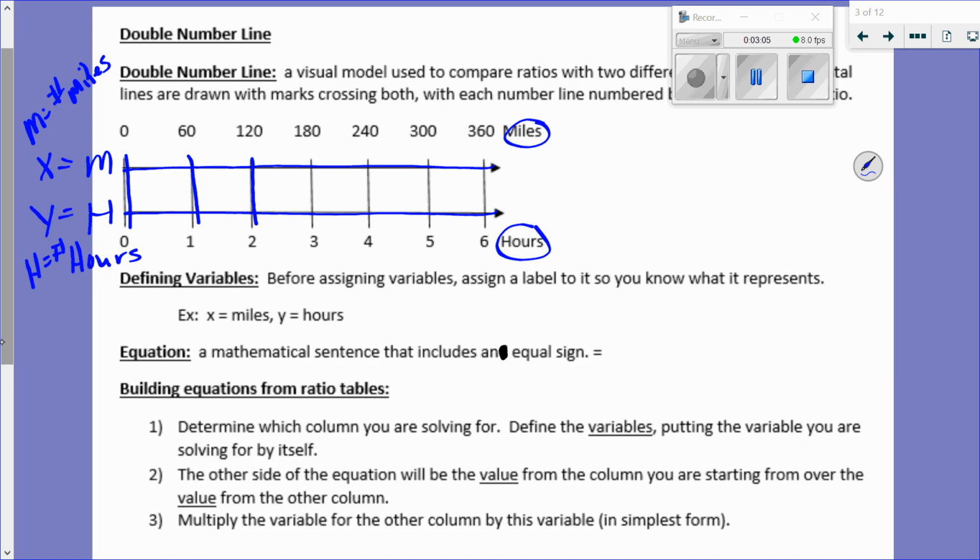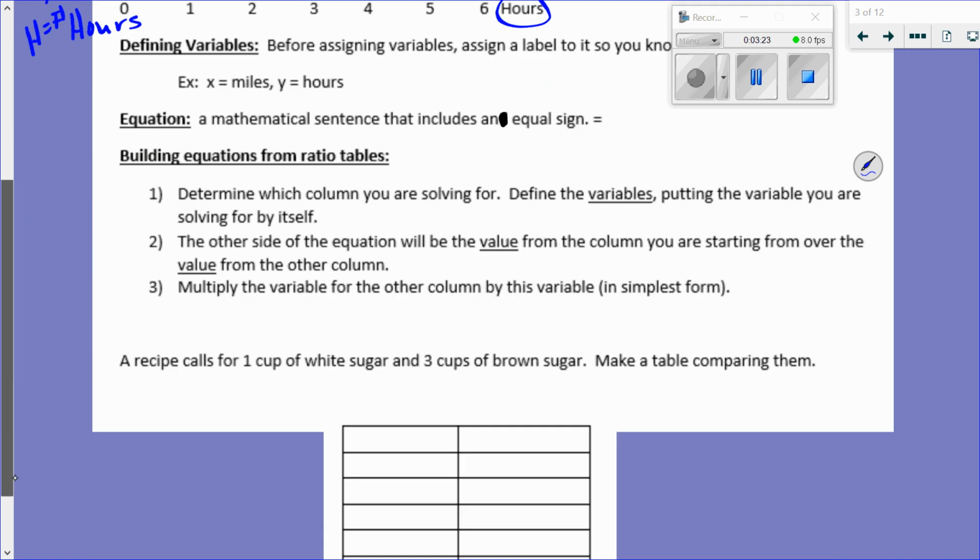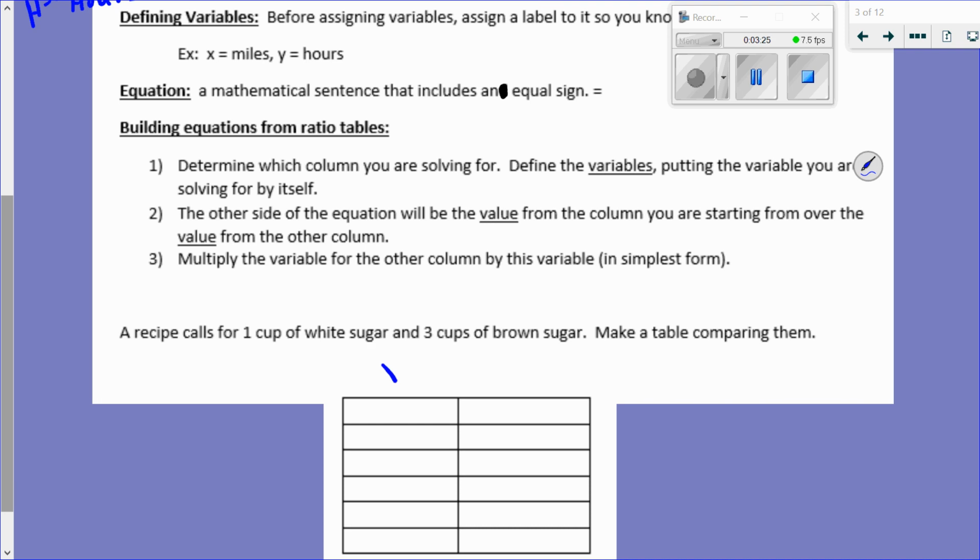Normally, when you are doing a ratio table or a double number line, whichever one is listed first is X, whatever is listed second is Y. So this was listed on top, that makes this X, this is Y. If that was a ratio table, it would be the same in this type of format going to the right. If it's a ratio table going down, like this one down here, then your first column is X, your second column is Y. Okay? Get used to that because that's going to be for the rest of your mathematics career, basically.